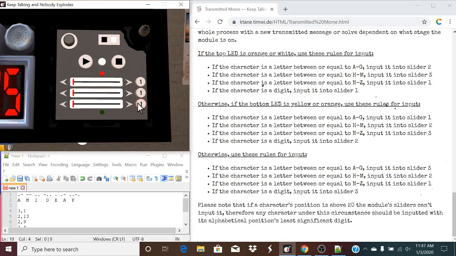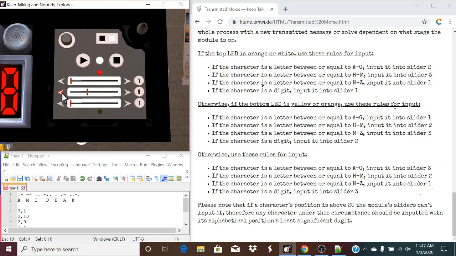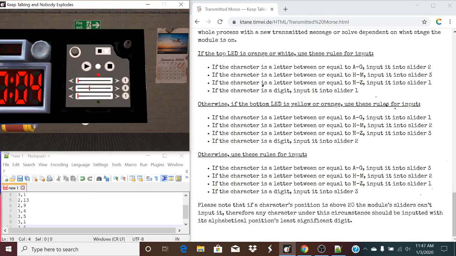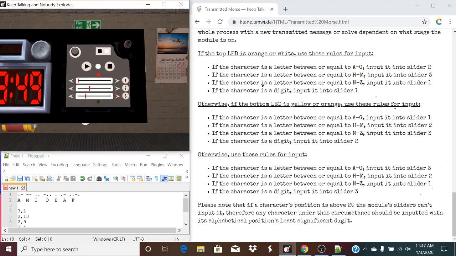Slider 3, 1. Slider 2, 13. Slider 2, 9. Slider 3, 4. Slider 3, 5. Slider 3, 1. And finally slider 3, 6. And that should be a solved module. Indeed it is.